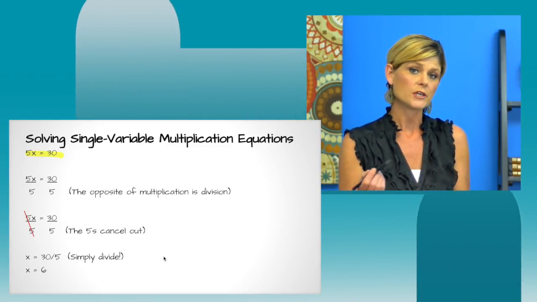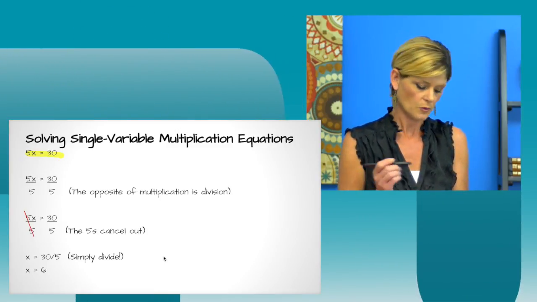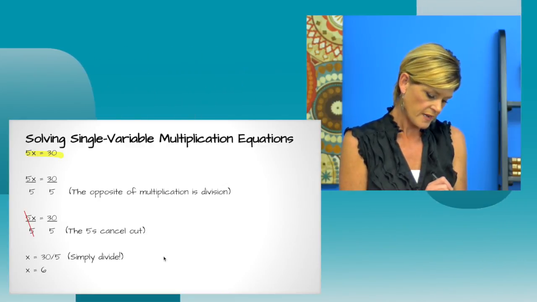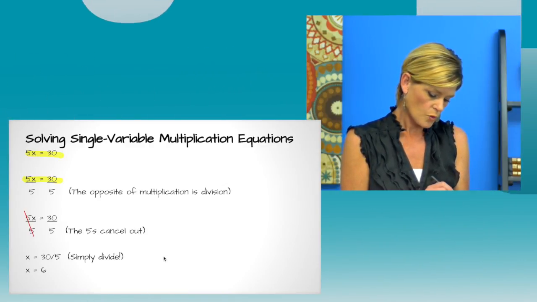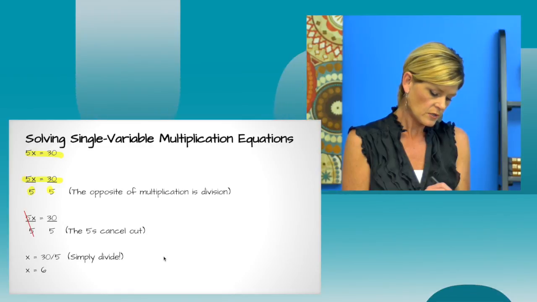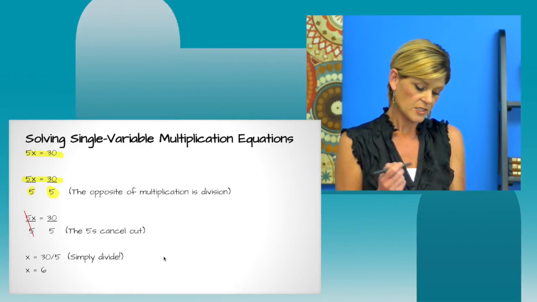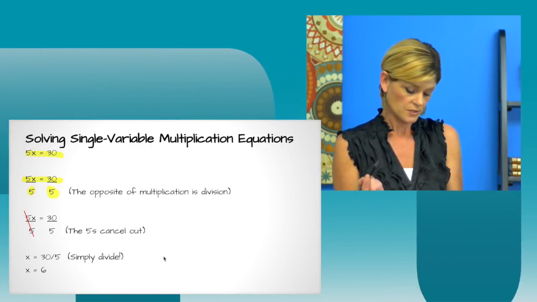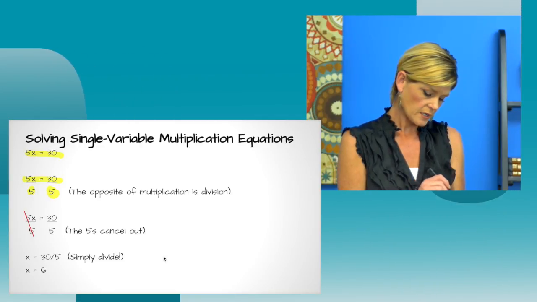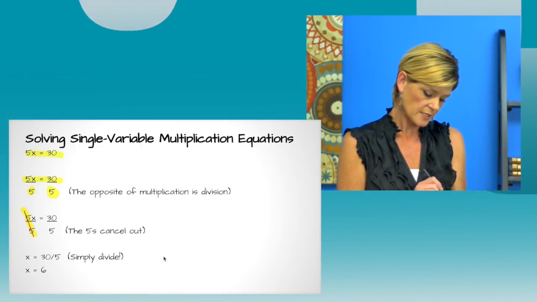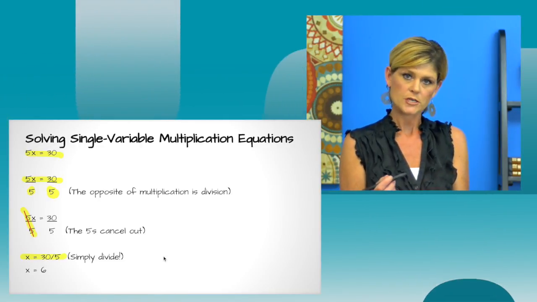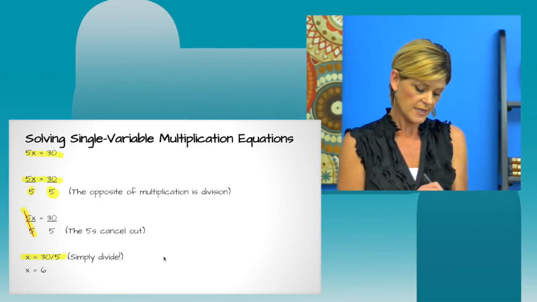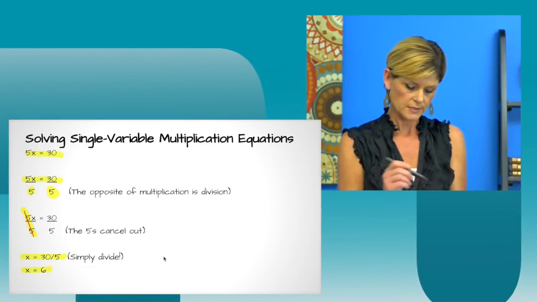The opposite of multiplication is division, and that's just what we'll do. So 5x equals 30. We're going to divide both sides by 5 because the opposite of multiplication is division. Then we can cancel out our 5's, which gives us x equals 30 over 5. Then we simply divide, and x equals 6.